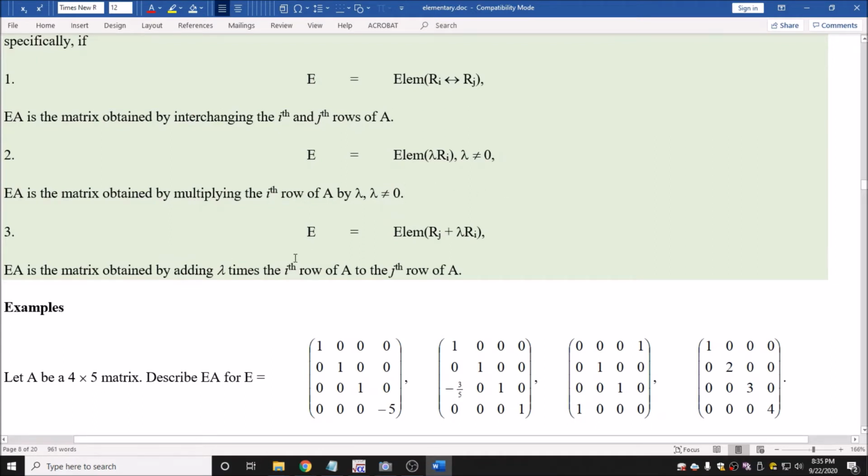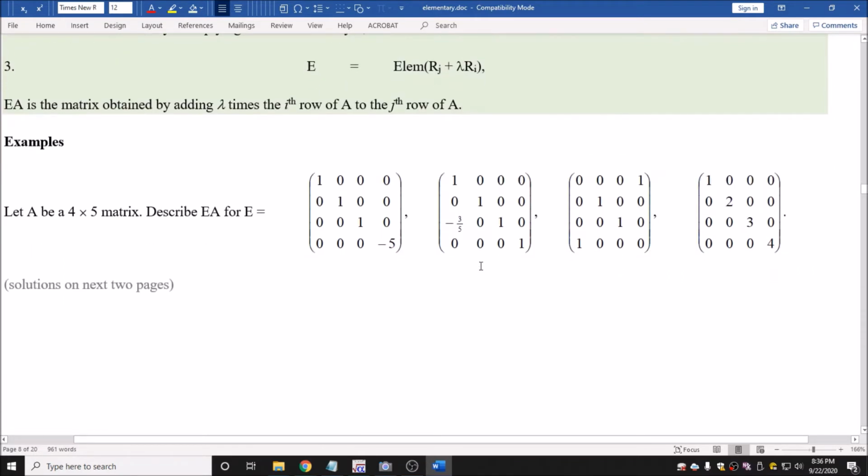And finally, in 3, if E is a type 3 elementary matrix, where the ith row of I is multiplied by lambda and added to the jth row of I, then EA is the matrix obtained by adding lambda times the ith row of A to the jth row of A.